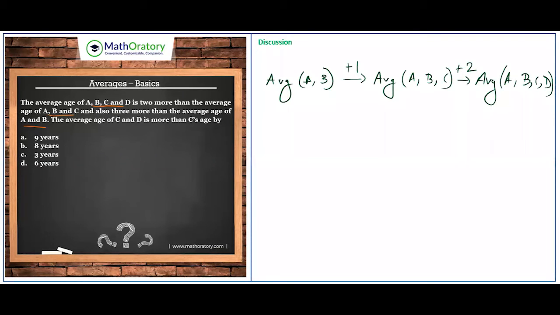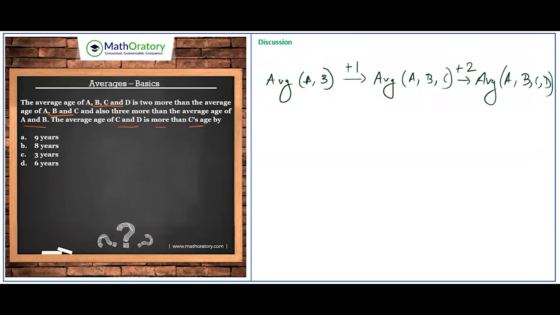Now, what are we looking for? We are looking for the average age of C and D is more than C's age by how many years, right? So we don't intend to calculate the exact average values. And in this case, we actually cannot find the exact average values. So in these kinds of questions, it should be very obvious to everybody that we don't care about exact values anyhow. So what we can do is assume some values for these three numbers. So I can start assuming something for here, and accordingly we can figure out the individual averages.